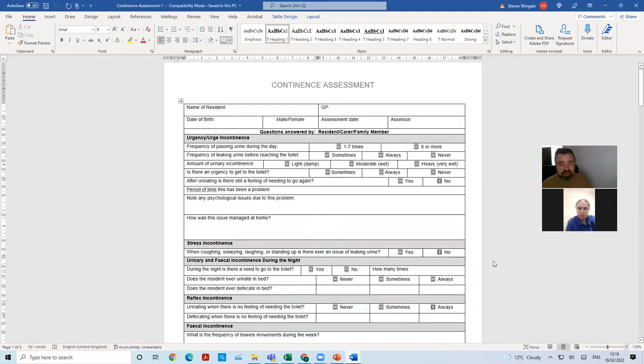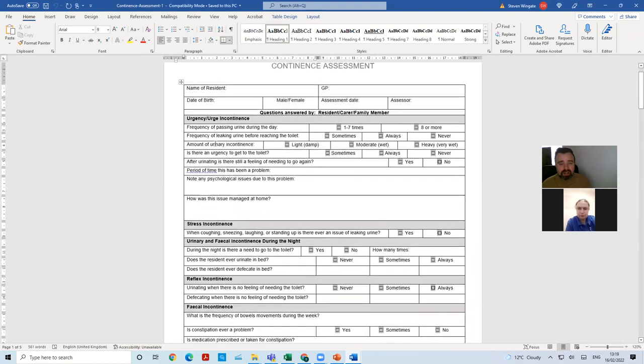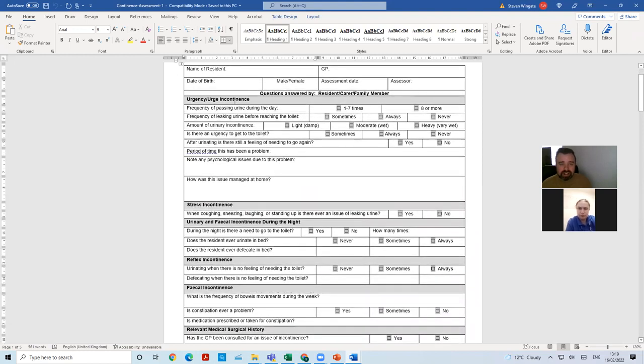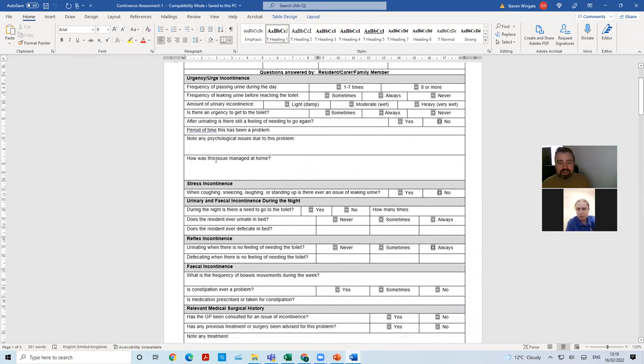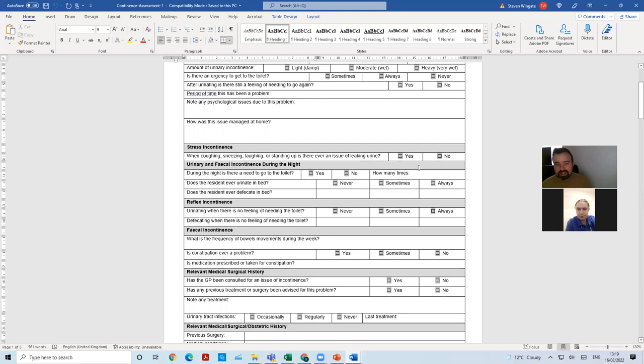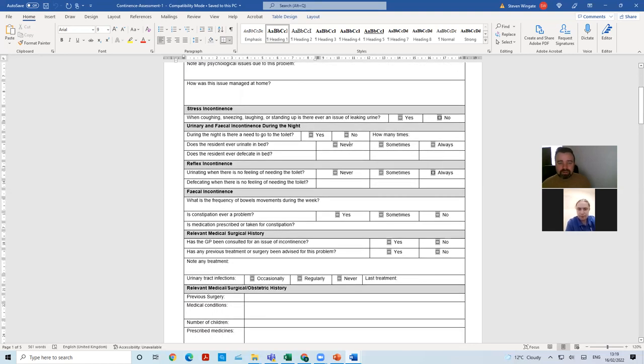We then talked about a continence assessment. So this is the continence assessment. Here you can do urgency, urgent continence. So how many times do you go? Sometimes, always, never. And obviously, if you're going more than 8 times, you've probably got urgent continence. Stress incontinence, do you stand up, sit down? Functional and all that lot.